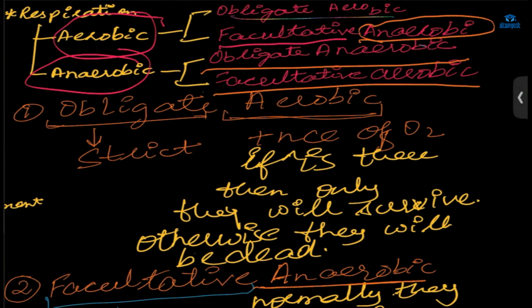Obligate aerobic bacteria, what are they? Tell me. Ma'am, they can only live in places where there is a lot of oxygen. Yes, and they only respire with oxygen. If oxygen is not present, they will die.